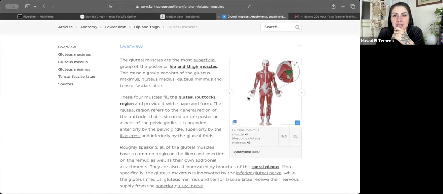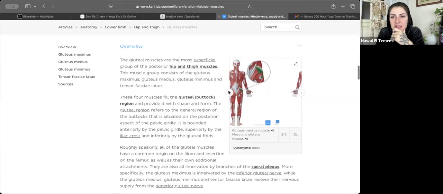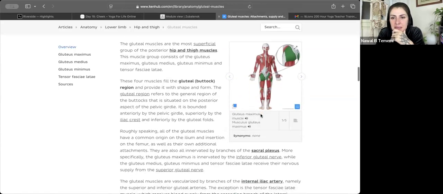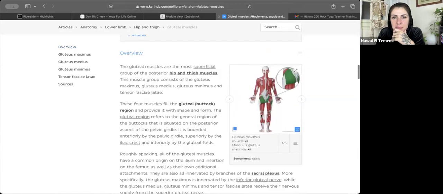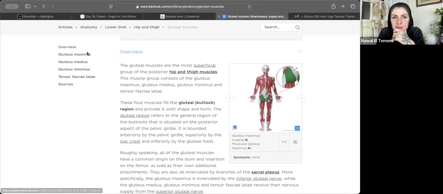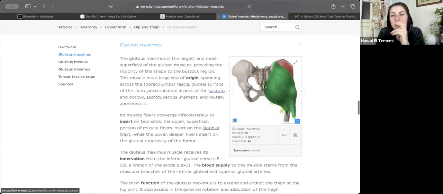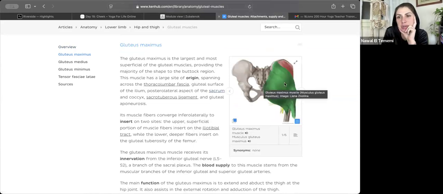So there's glute minimus, medius, and maximus. How can I get this bigger? Maximus. All right, that's better. Here we go. So glute max.